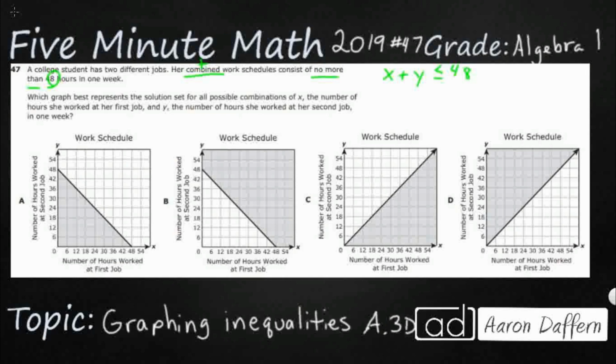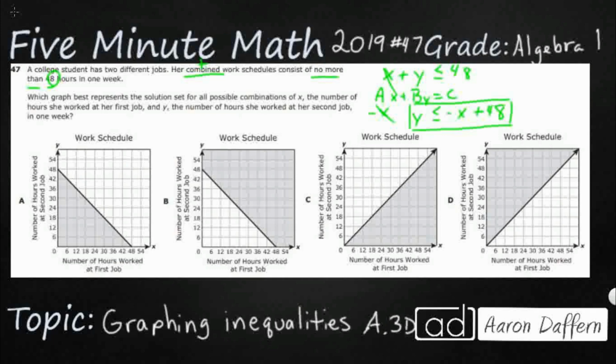Now, unfortunately, this is in standard form, and not very helpful when we're graphing. We need to turn it into slope-intercept form, which is pretty simple. Y is already by itself. We just need to subtract x from both sides. So it's going to end up being y is less than or equal to negative x plus 48. Okay, now we're cooking. We are in slope-intercept form.